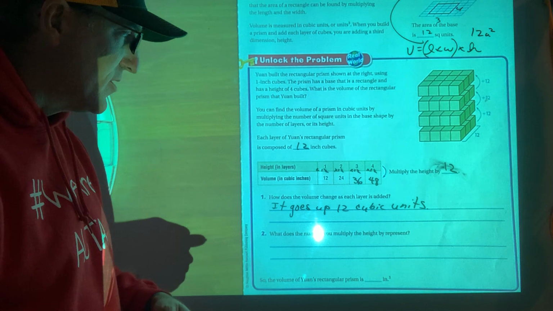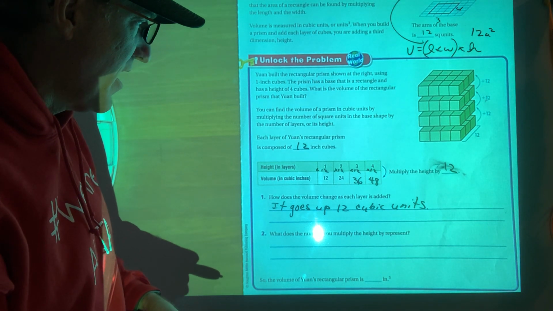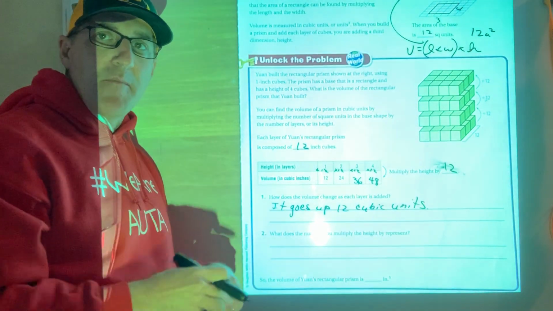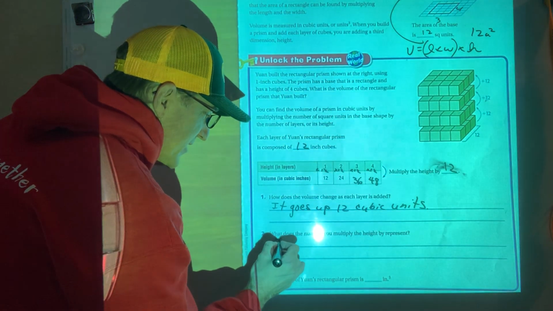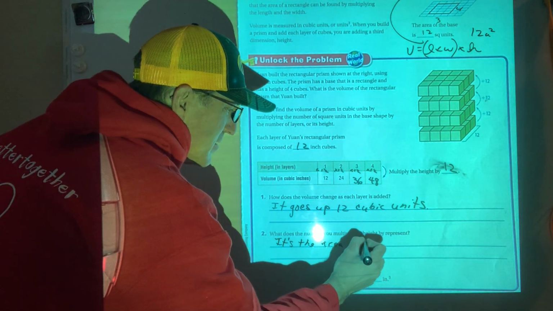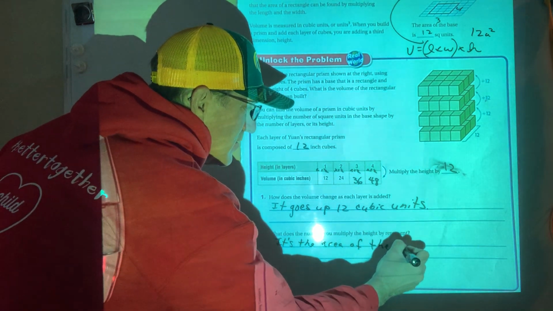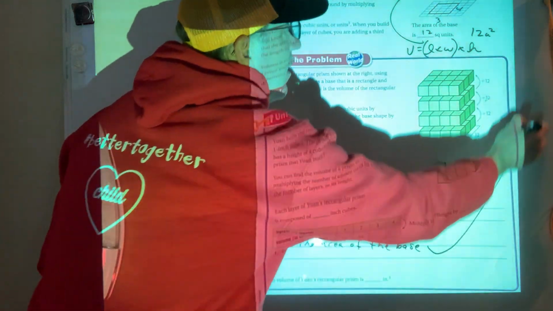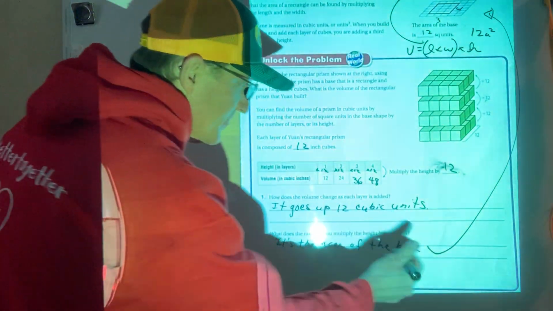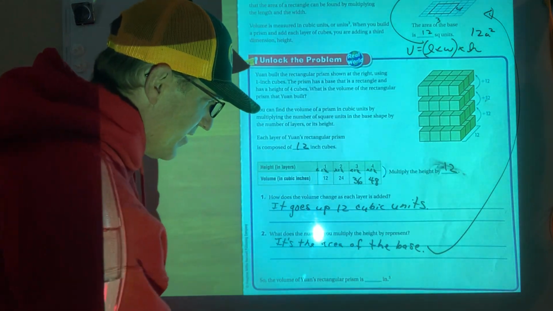What does the number you multiply the height by represent? The number that I multiply the height by represents the area of the base, right? So it's the area of the base. Which was what we did all the way up here. We got the base, right? And then we measured it. And this is going to be 48.